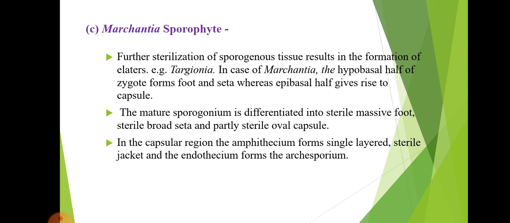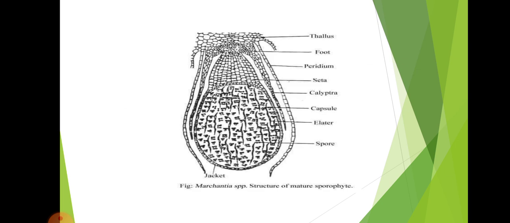The mature sporogonium is differentiated into a sterile massive foot, a sterile broad seta, and a partly sterile oval capsule. In the capsular region, the amphithecium forms a single layered sterile jacket and the endothecium forms the archesporium. This is the structure of Marchantia mature sporophyte.